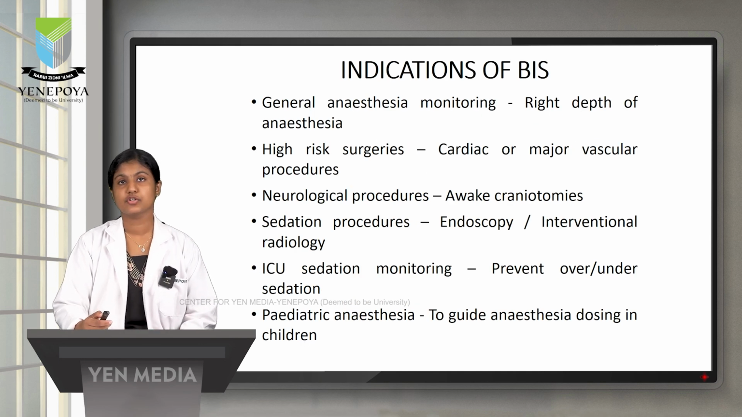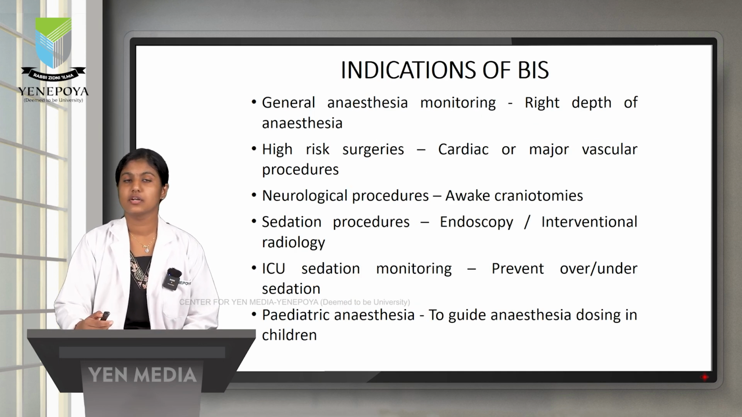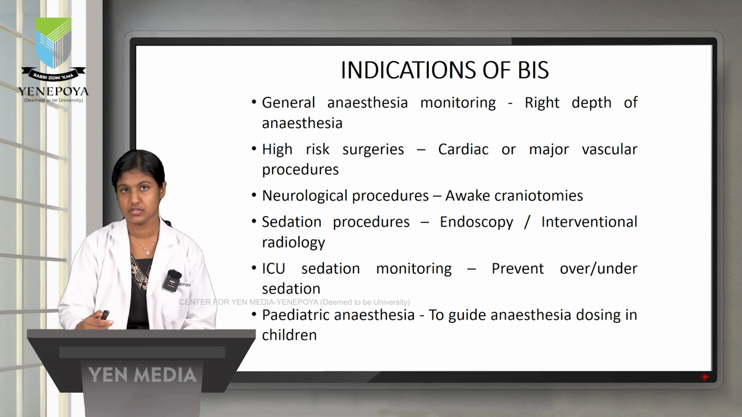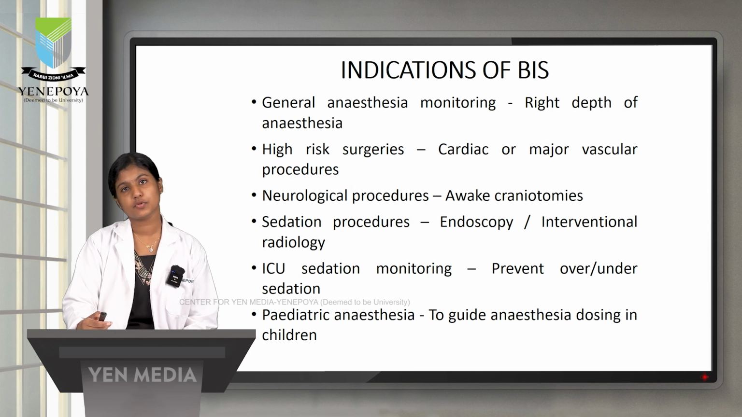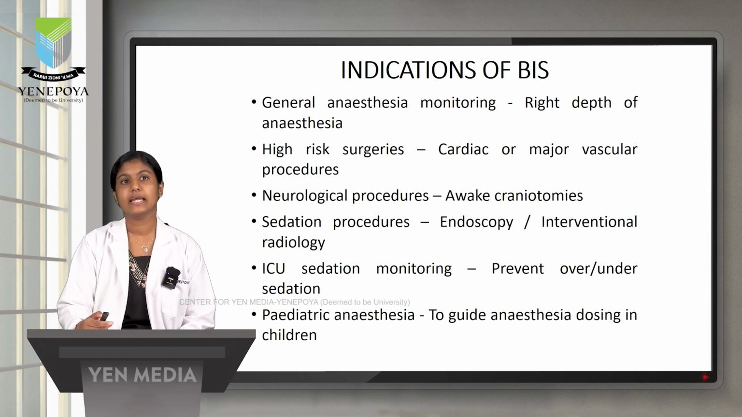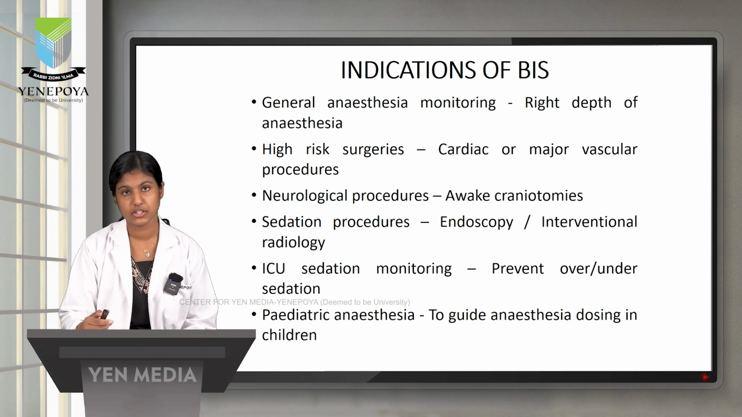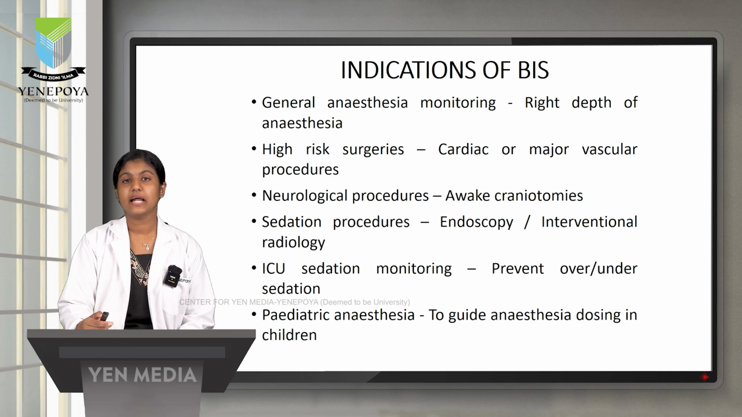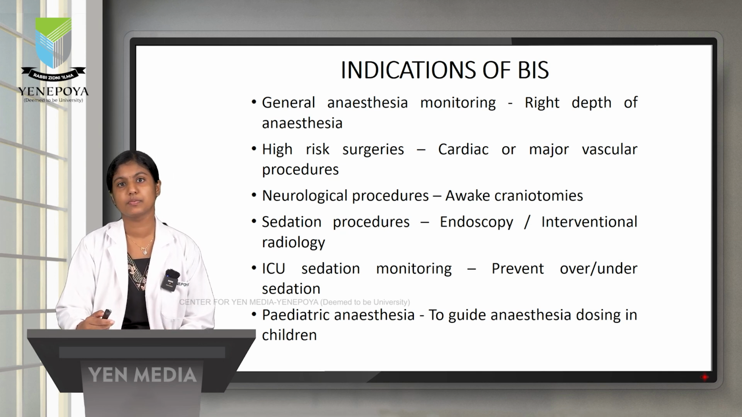So what are the indications of BIS? Firstly, it is used during general anesthesia monitoring to find the right depth of anesthesia. We can use it for high-risk surgeries like cardiac or major vascular procedures, neurological procedures like awake craniotomies, and sedation procedures like endoscopy or interventional radiology procedures. In the ICU, we can use this for sedation monitoring so that we can prevent over- or under-sedation. It is also used in pediatric anesthesia to maintain the anesthesia dosing in children, especially for the drugs.